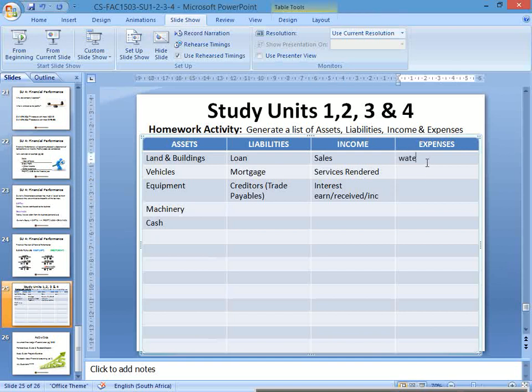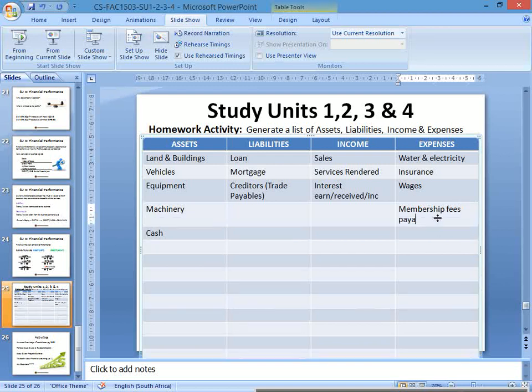All right, expenses: water and electricity. Insurance, wages. Be careful with that one. Memberships. A subscription to a professional body would be seen as an expense, fine. So membership fees. But membership fees for that law society or that law body would be income. See, it's different, because that's income that they earn. For us, it's what we pay. So membership fees payable or paid.